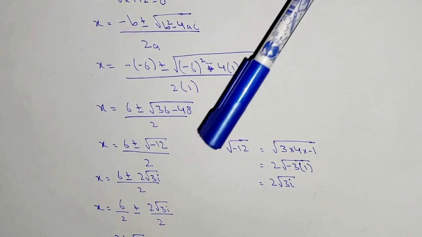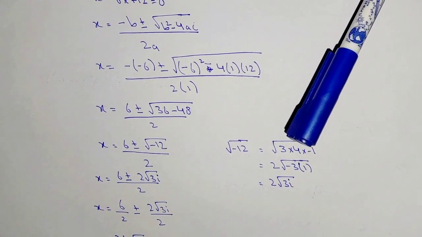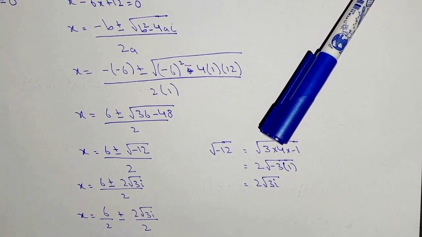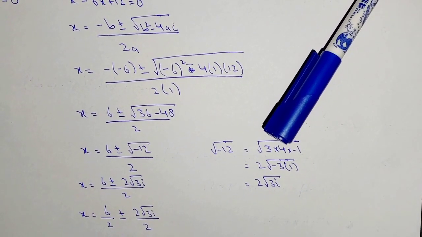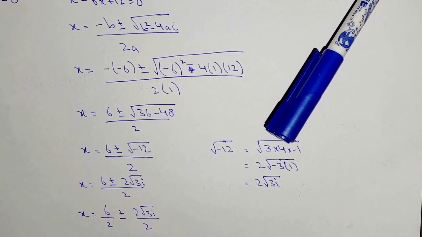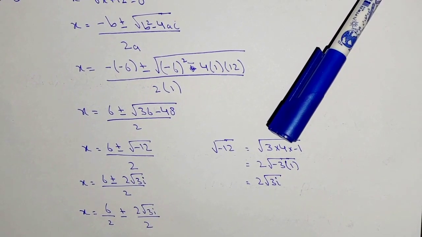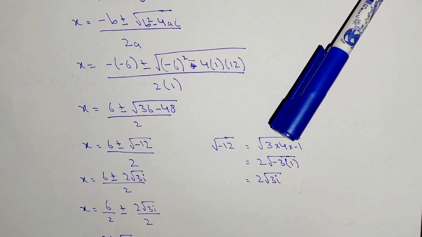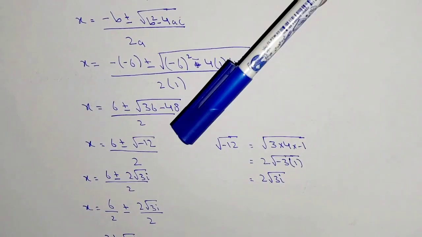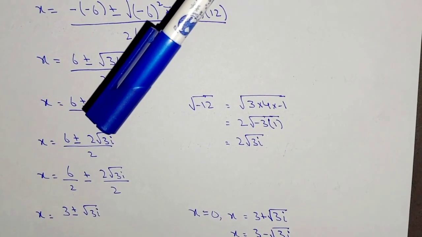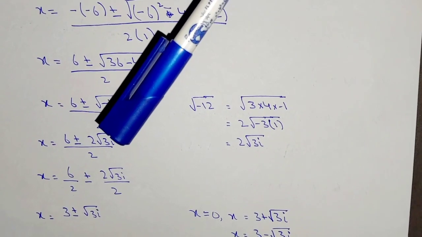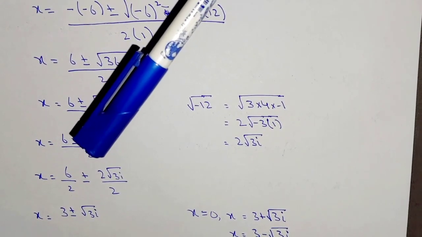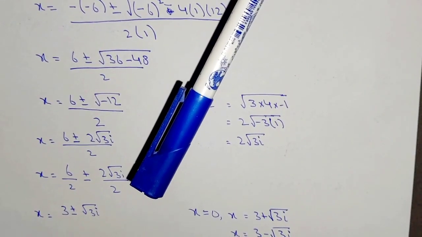So -12 can be written as 3 into 4 into -1 under the root. We know that the square root of 4 is 2. So 2 into √3 into √-1, that will be 2√3 i, because the square root of -1 can be written as i. We can write 2√3 i instead of √-12. So x = 6/2 ± 2√3 i / 2. Now 6/2 will be 3, and the 2s will be cancelled, so ±√3 i.